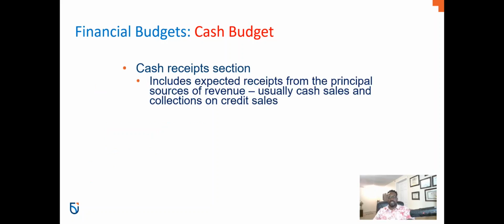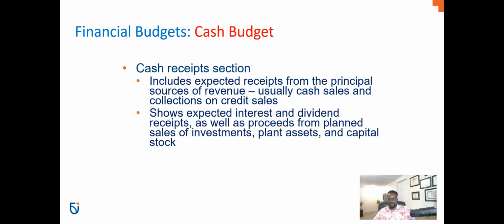Alright, so speaking of the receipt section of the cash budget, this section will include the expected receipts from your principal sources of revenue. So, for example, our cash collected from our sales, cash sales or credit sales. Also, our anticipated or expected cash received from other sources as well, such as interest or dividends, and so on and so forth. Other investments or selling of other assets and shares and things like that.